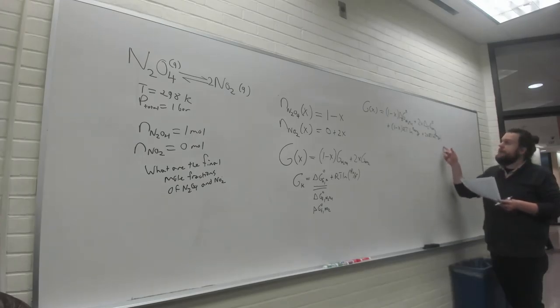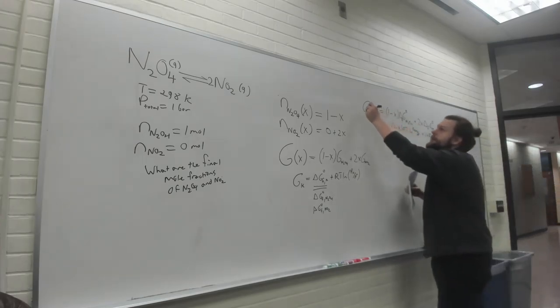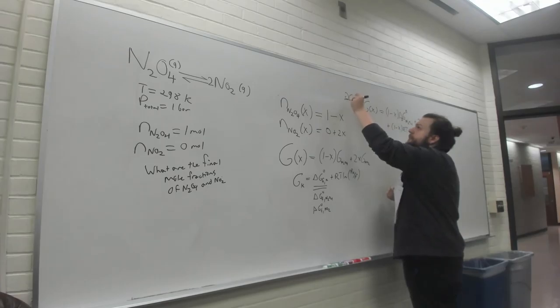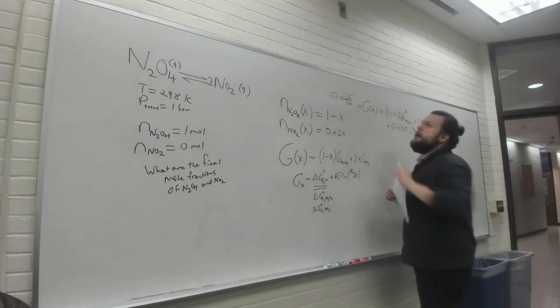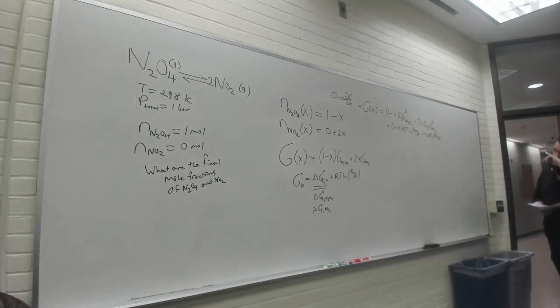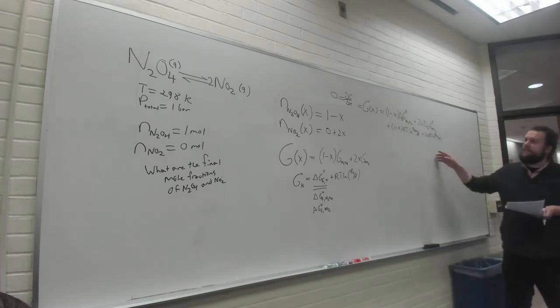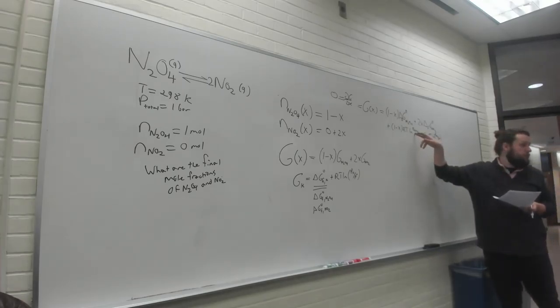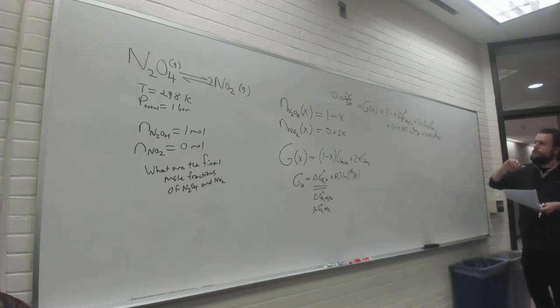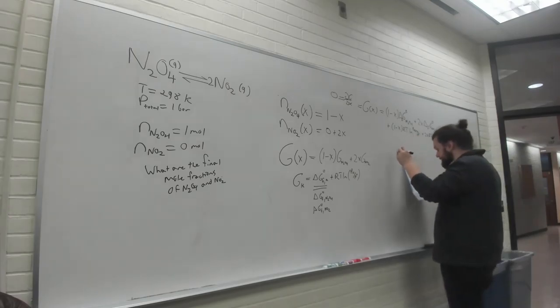And we know that equilibrium will be reached when dG/dX is equal to zero. Well, we've got a problem. This is not just a function of X, but also a function of the partial pressures. So we need to express the partial pressures in terms of X. That's quite easy to do.